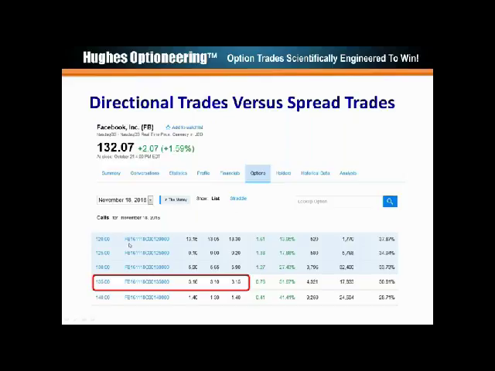This is an option chain for Facebook. Facebook stock was trading at 132.07 at the time. So let's say we were going to buy the 135 strike call. We can see that that was trading at 3.10 bid, 3.15 ask.